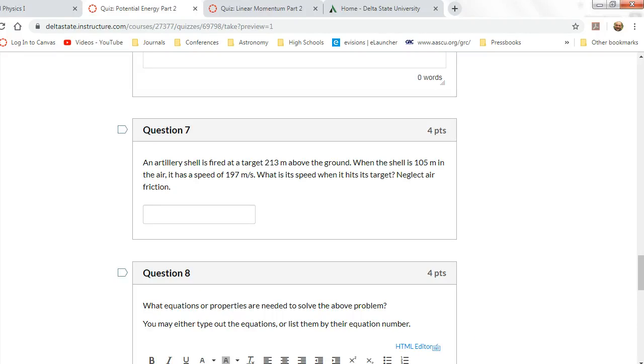All right, the last problem from our potential energy question. And we have an artillery shell that's fired at a target. The target is 213 meters above the ground. The artillery shell starts off on the ground.